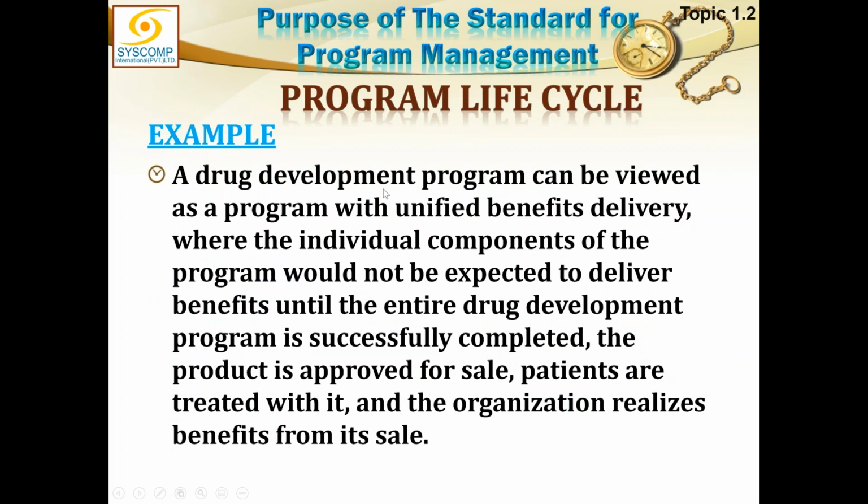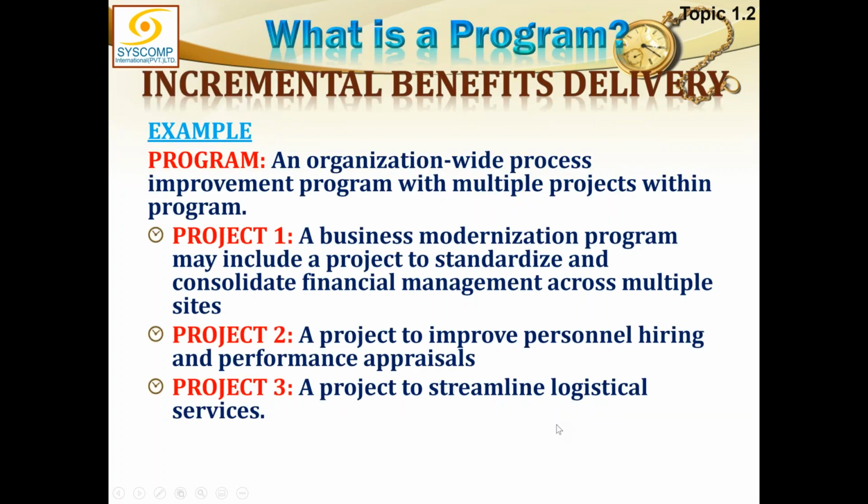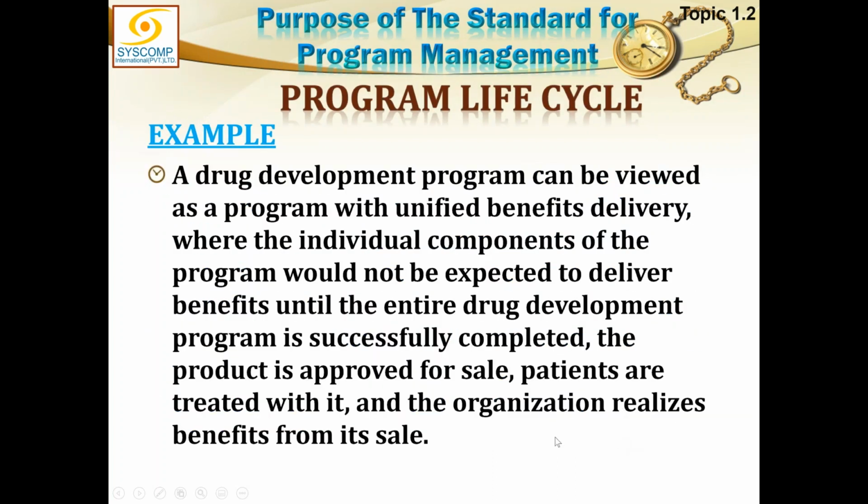Another example, a drug development program can be viewed as a program with unified benefit delivery, where the individual components of the program would not be expected to deliver benefits until the entire drug development program is successfully completed, the product is approved for sale, patients are treated with it, and the organization realizes benefits from its sale. So if the target benefit was getting some profit out of it, then that profit will only come after all this process. So the delivery of the benefit is going to start very late, even at the end of the program.